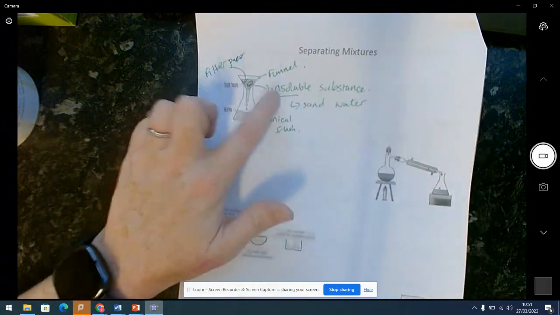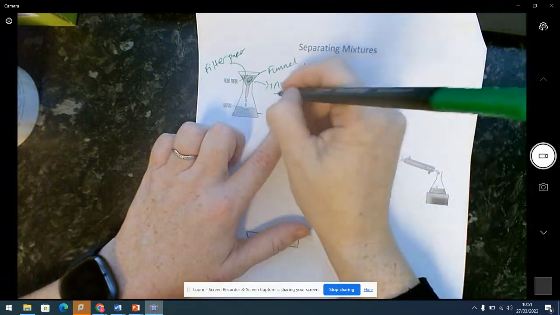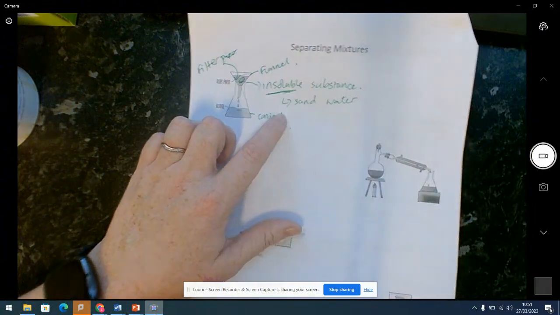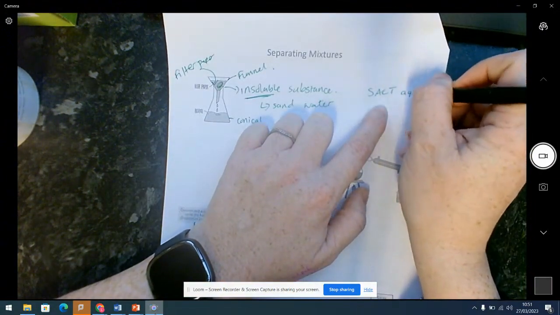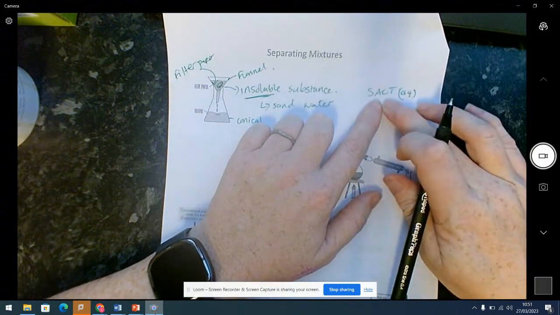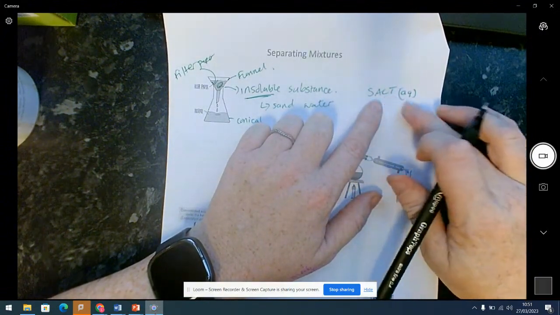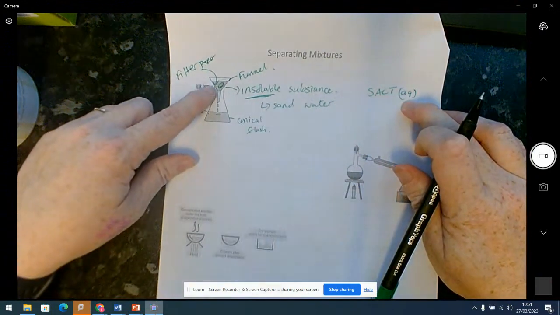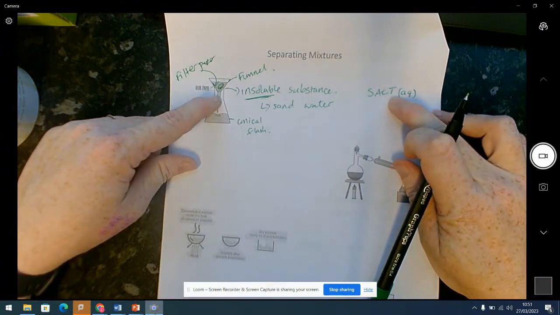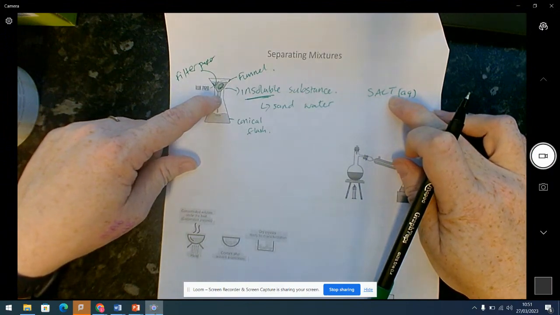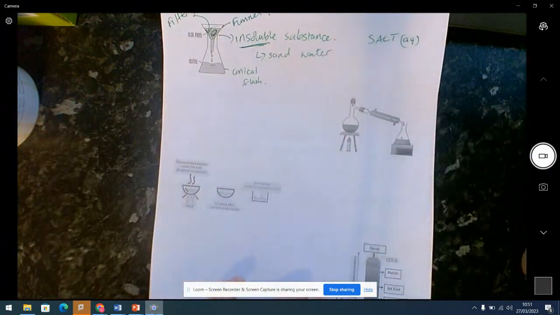So it's important you know the equipment. It's important you know it's to do with insoluble substances. For example, if it was an aqueous salt solution, that would be a soluble solid dissolved in the water. They would in fact pass through, and that's because they're too small and cannot be stopped by the filter paper. Okay, you've then got distillation.